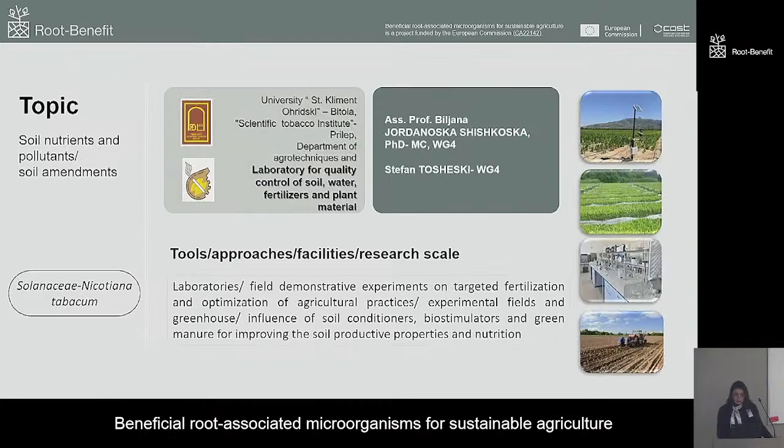The second research group is from PRILAB, from the Scientific Tobacco Institute. My colleague is Biljana Jordanovska-Šiškovska, other MC from North Macedonia, and she is here also. They work on soil nutrients and pollutants and soil amendments, and mostly on Nicotiana tabacum, on tobacco.